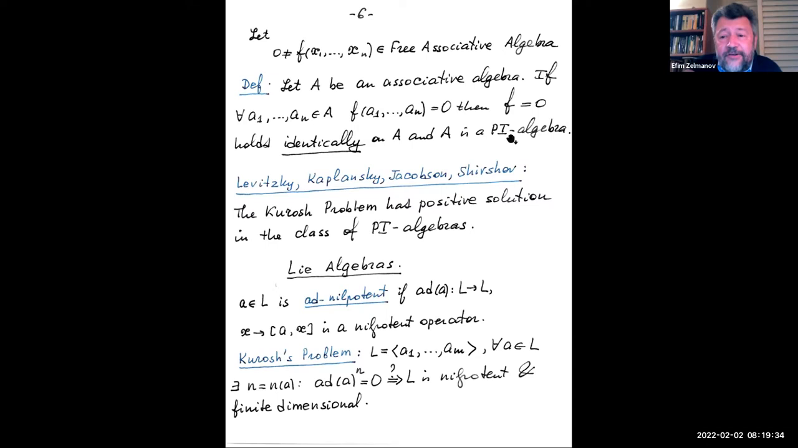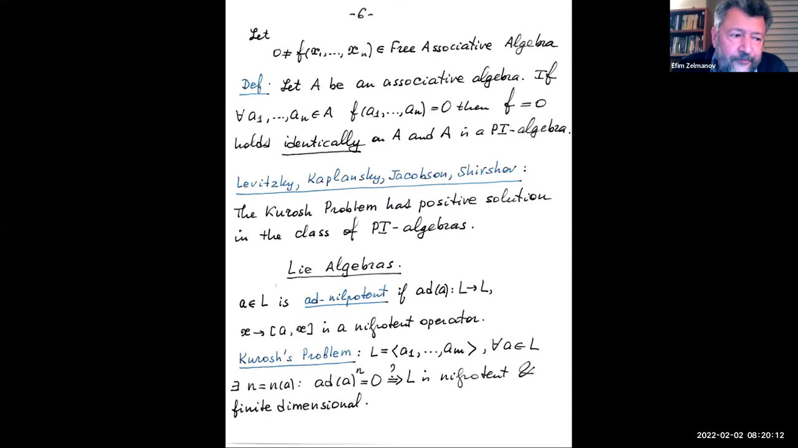Then there was a long development. Levitzki, Kaplansky, Jacobson, Shirshov got various versions of a positive solution of the Kurosh problem in the class of PI algebras. Fine. Now let us talk about Lie algebras. Well, I won't give a definition of a Lie algebra. I'm assuming that the audience is familiar at least with the definition of a Lie algebra.